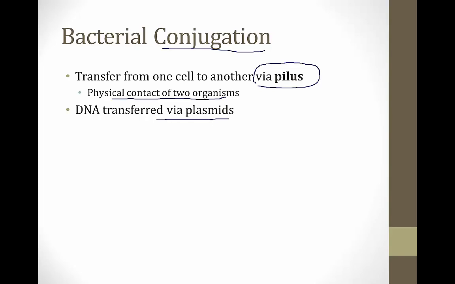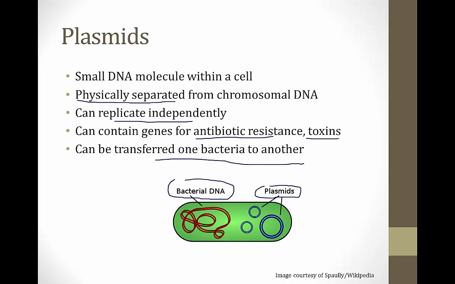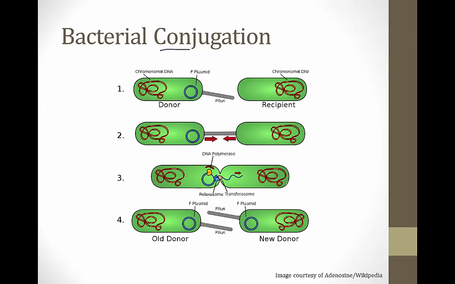So let's talk about what plasmids are. Plasmids are small DNA molecules within a cell, and they're physically separated from the chromosomal DNA. If you look at this picture down here, the red circle is the bacterial DNA, but these little blue circles are plasmids. They're little bits of genetic information floating freely inside the cell, separate from the DNA. This is how bacteria transfer genetic information through conjugation. The plasmids can replicate independently. A lot of times they contain genes for antibiotic resistance or for toxins, and they can be transferred from one bacteria to another.